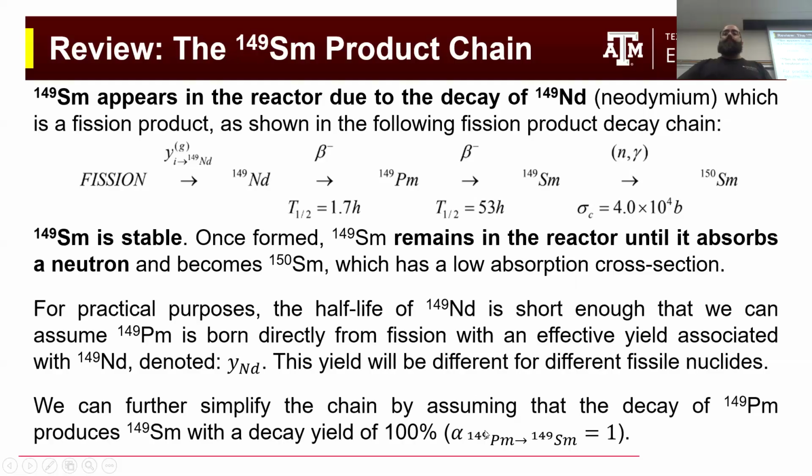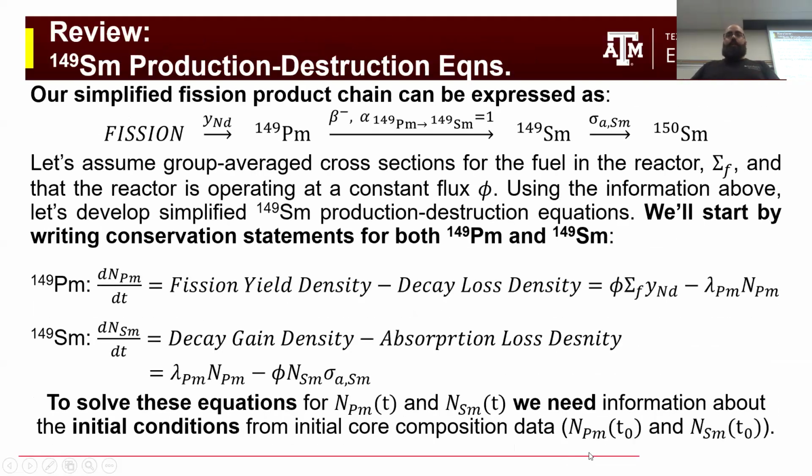So we're assuming that the yield of decays from promethium-149 always produce samarium-149. In our simplified product chain, the promethium comes directly from fission, the promethium always decays into samarium, and then samarium-149 has to capture a neutron to become samarium-150. So the nuclides that we would be keeping track of are the promethium and the samarium.